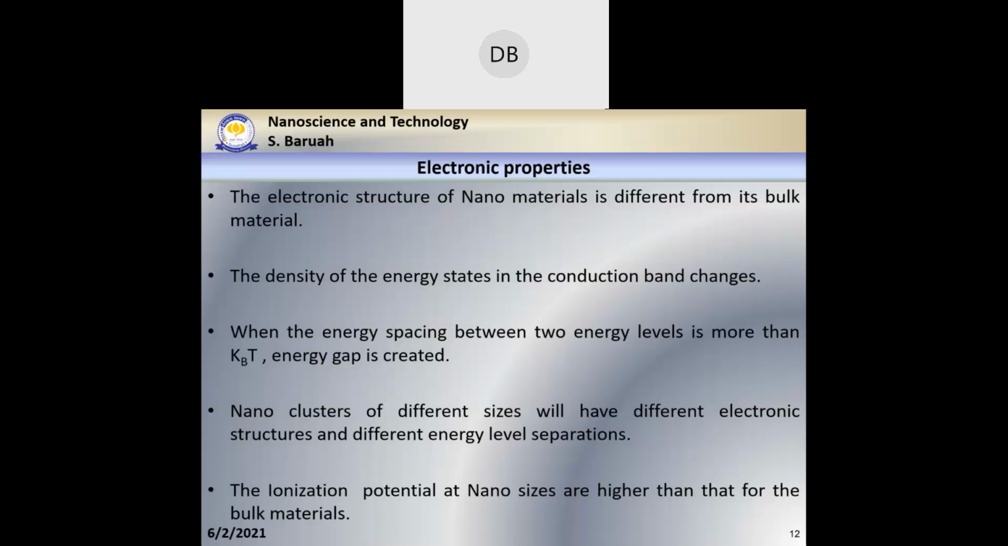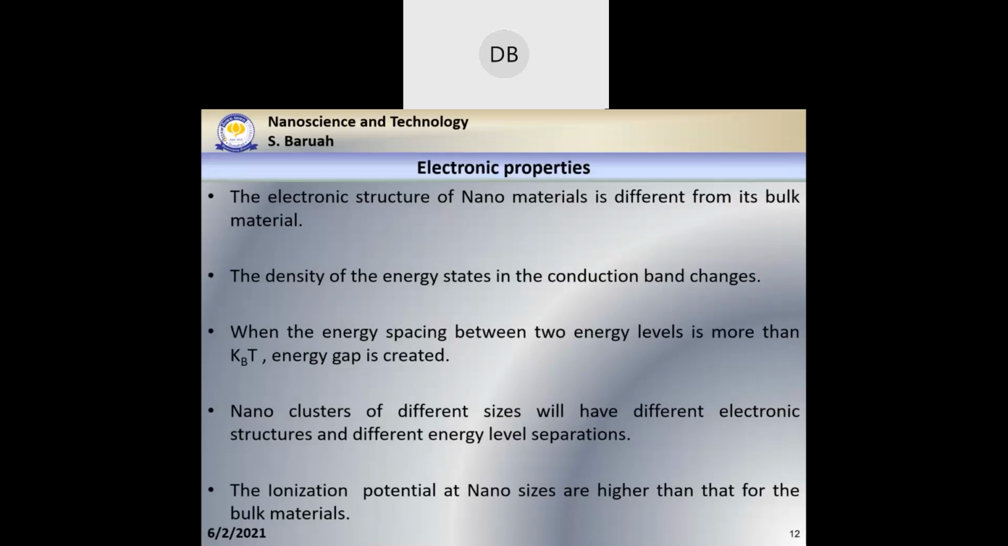Okay, so it's basically per unit volume, for every specific energy. So you can say per unit volume per energy. So the density of state, that means the number of available states, plays a major, very crucial role in the electronic property of the material.